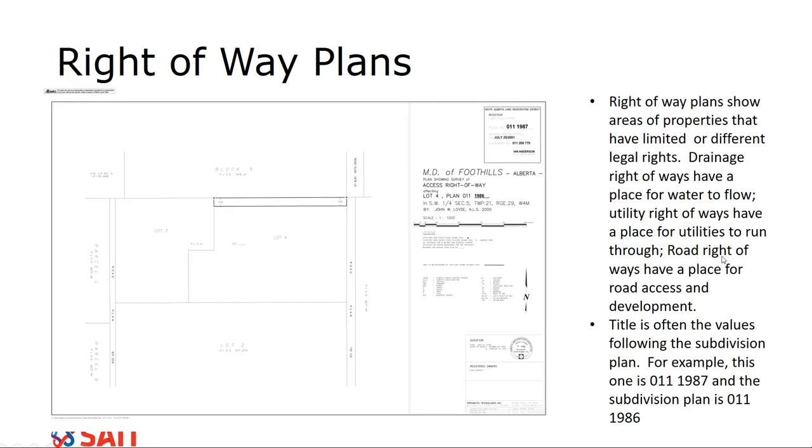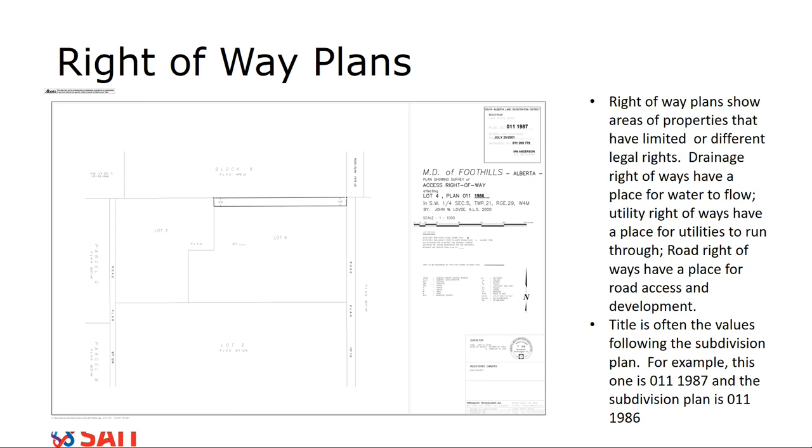Right-of-way plans tell us areas that we have limited or different legal rights. So for example, drainage right-of-ways have a place for water to flow. Utility right-of-ways have a place for utilities to go through. Road right-of-ways have a place for road access. And there are other kinds, there's access right-of-ways. There's all kinds of stuff that can come up as right-of-ways.